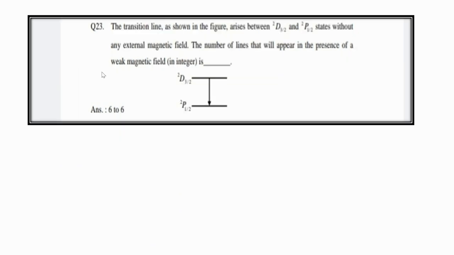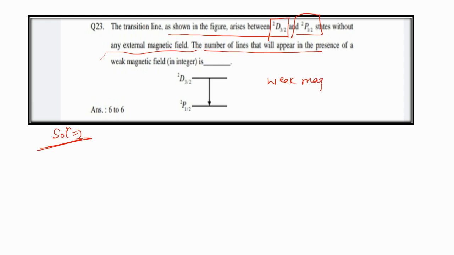Now next question is this. Again you ask this question, right? So this is also like the transition line as shown in the figure, arises between this and this without any external field. The number of lines that will appear in the presence of weak magnetic field. Weak magnetic field.